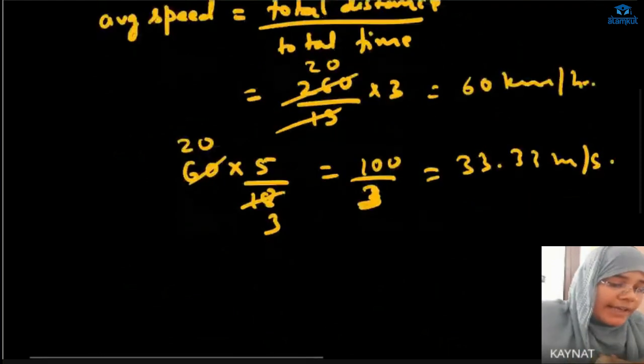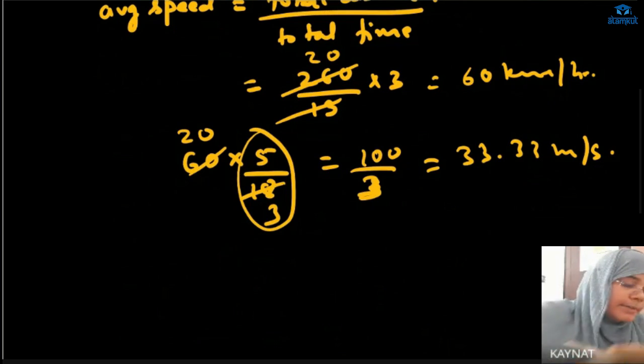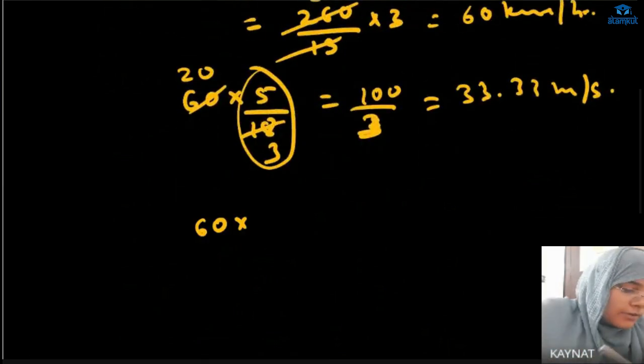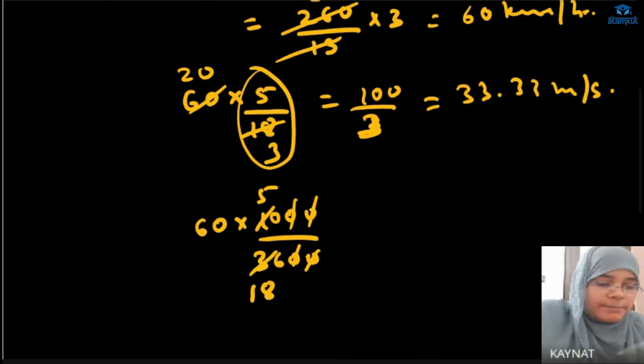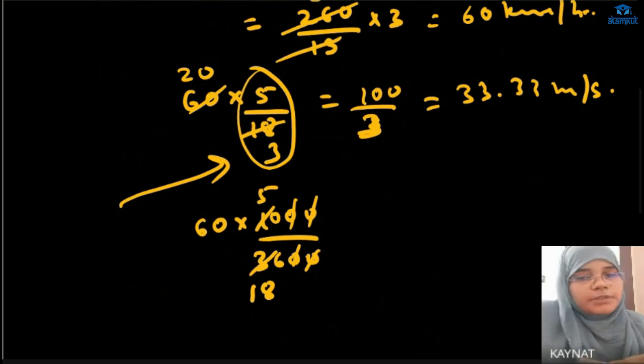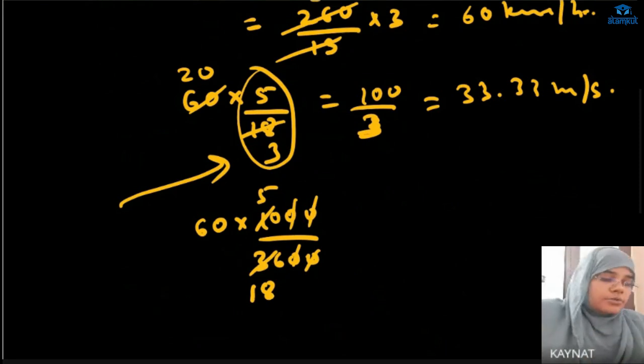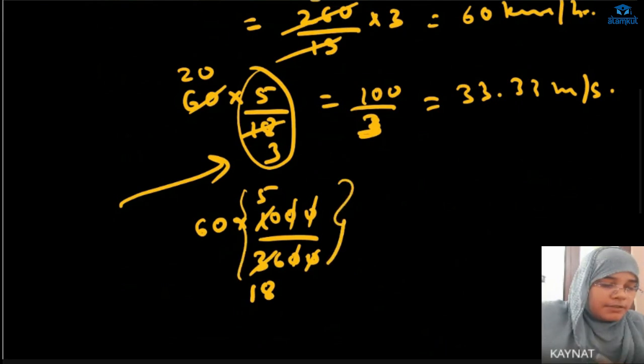And why am I multiplying by 5 by 18? Because obviously a kilometer is 1000 meter and an hour is 3600 seconds. If you do it, then it would be 5 by 18 only. So this is the shortcut method to convert kilometer per hour to meter per second. Don't get confused with this 5 by 18. The main thing is 1000 by 3600, but I have taken the shortcut method.